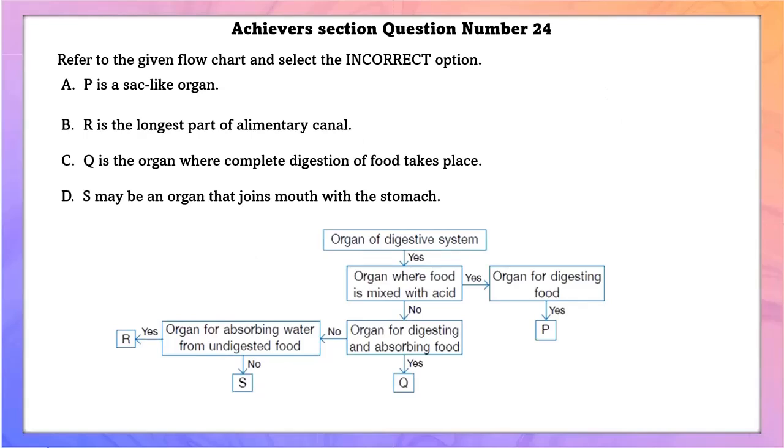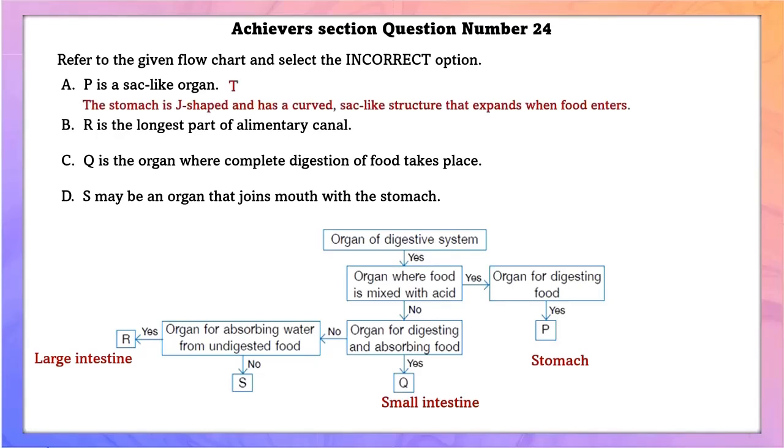Achiever section question number 24. Refer to the given flowchart and select the incorrect option. According to the flowchart, P is the stomach, Q is small intestine, R is large intestine, and S we do not have an idea of. Let us see if it comes in one of the options.